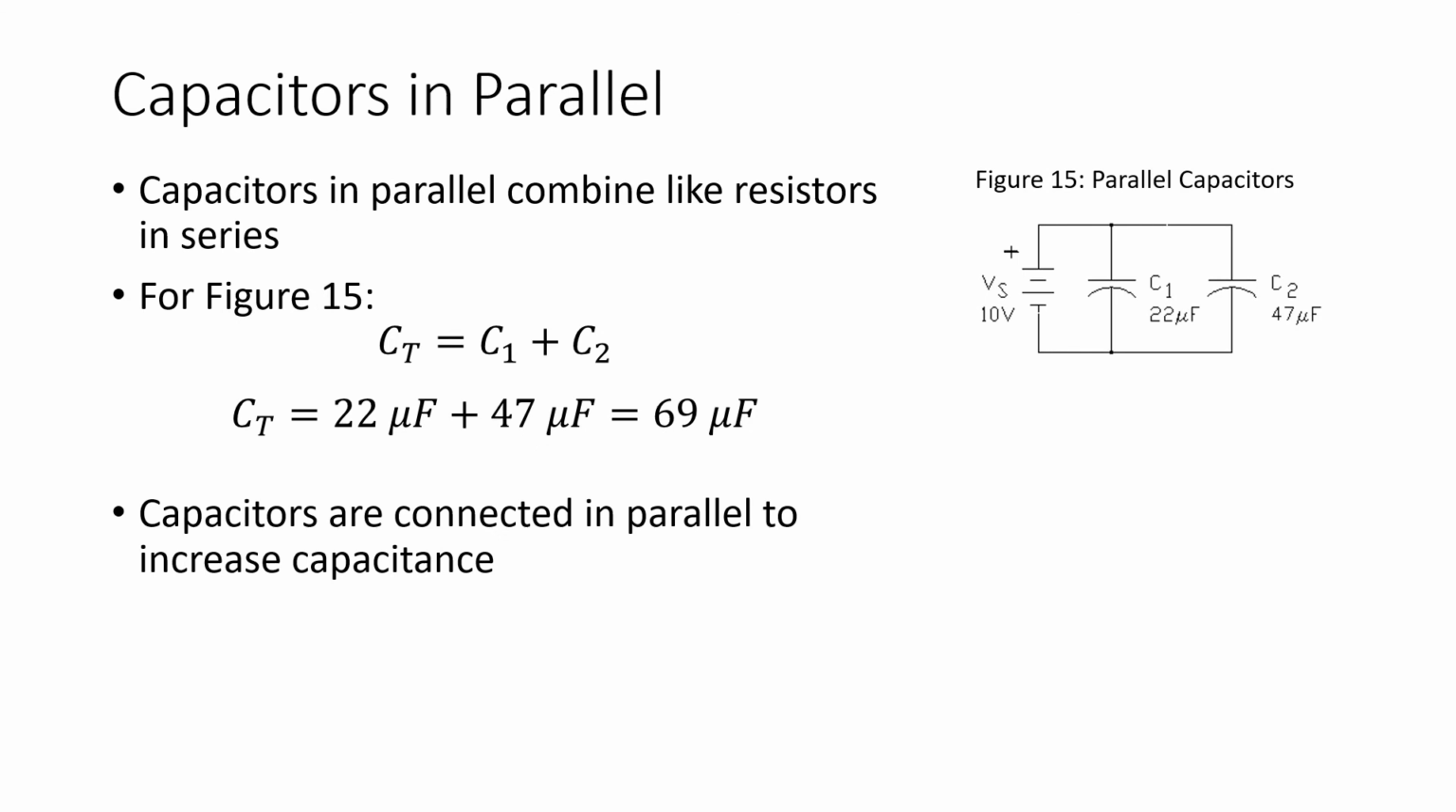Now, capacitors are also connected in parallel. Parallel capacitors combine like resistors in series. So for the circuit of figure 15, the total capacitance is equal to C1 plus C2. So the total capacitance for that circuit is 69 microfarads. And we connect capacitors in parallel so that we can increase the value of capacitance.